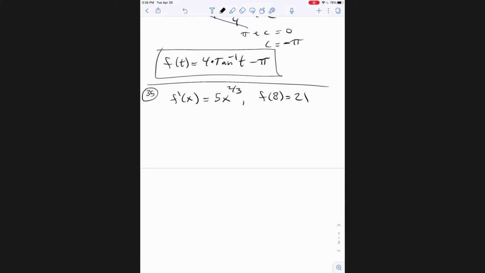So, all right. Go ahead and try to find what f of x is given this. This is number 35.